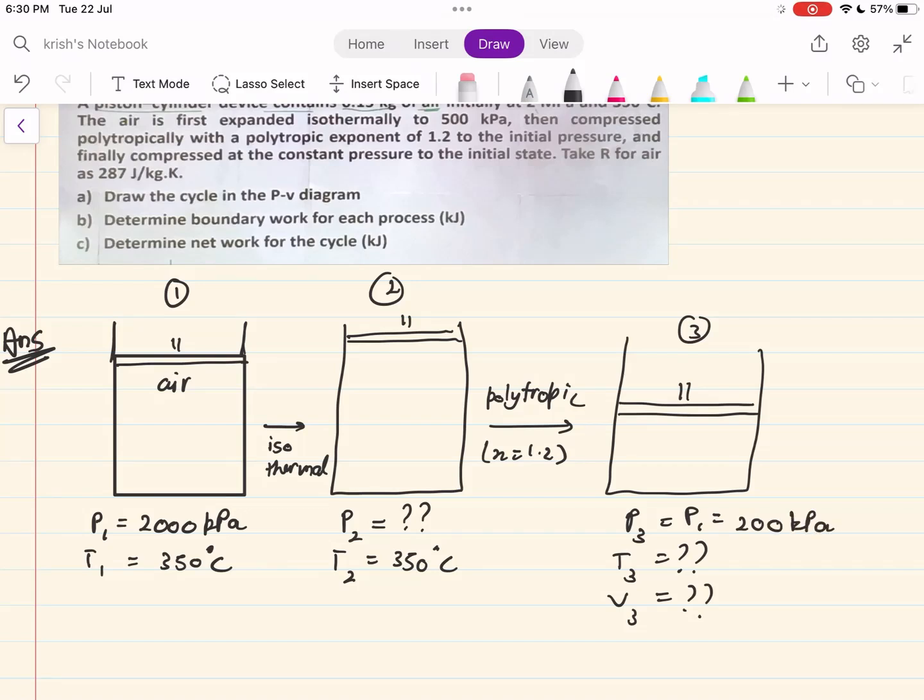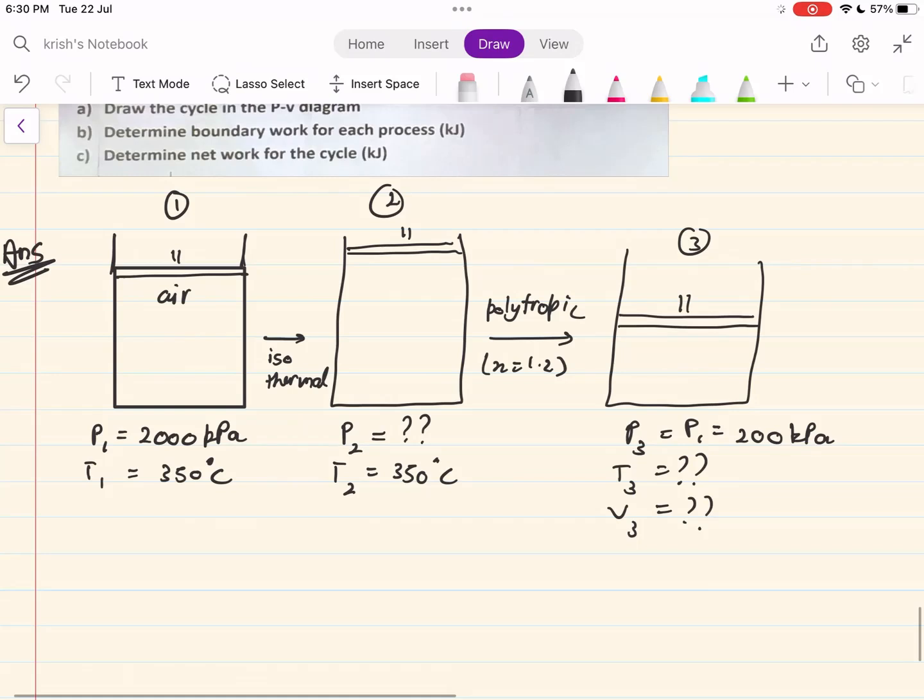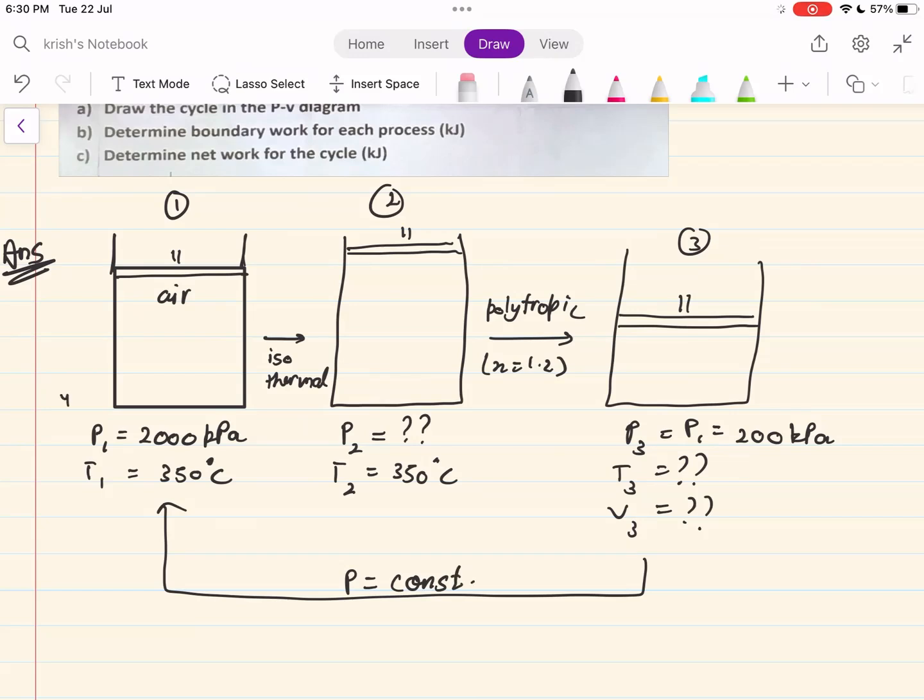And then finally compressed at constant pressure to the initial state. And at this P equals constant to the initial state. So we go back here, and T4 we don't know what it will be.